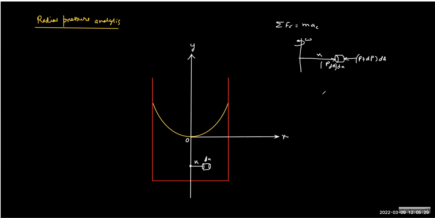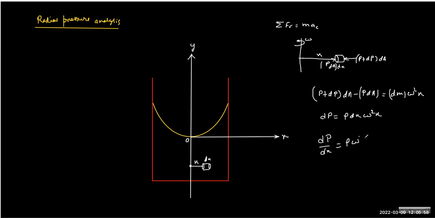So the net force towards the center is definitely (P plus dP) into dA minus P dA, right? And now this equals dm omega square r. So if you solve this, you'll get dP equals, and dm you can write as rho dA dx, and all those things. So you can see that the pressure gradient itself is rho omega square x, which is a function of x. It's not constant. Earlier this used to be constant. Now it's variable.